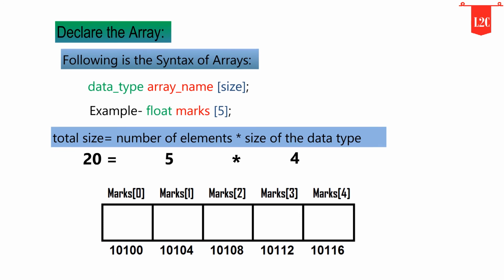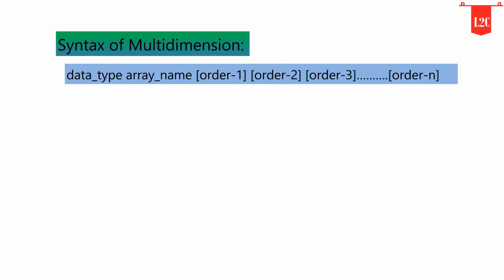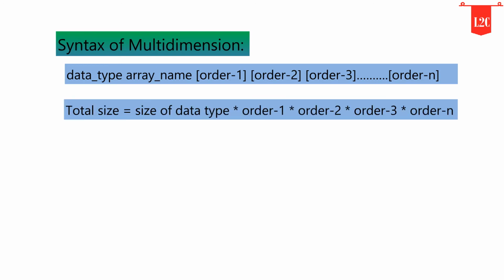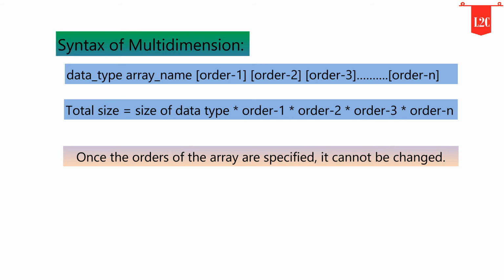When an array is multidimensional, the syntax is like this: data type, array name, order 1, order 2, order 3, order n. The total size occupied by the array would be the number of bytes occupied by the data type, multiplied by order 1, multiplied by order 2, multiplied by order 3, multiplied by order n. One of the important points to remember is, once the orders of the array are specified, they cannot be changed. In other words, the size of an array remains constant, which is used in static memory allocation, that is, it is not dynamic in nature.